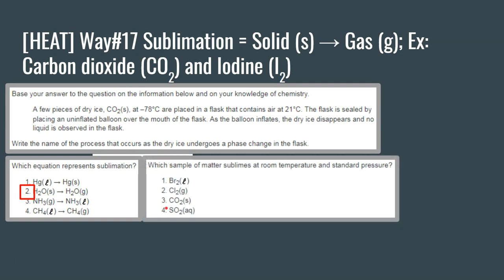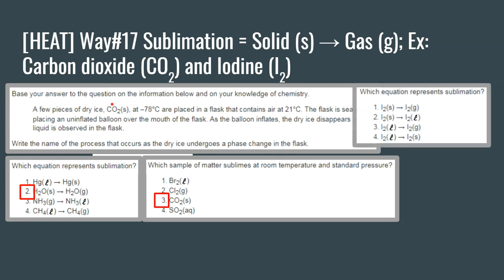Next question, which sample of matter sublimes at room temperature and standard pressure? So again, look at the idea and consider which answer is correct. Okay. If we're talking about sublimation, we have to start off as a solid. Therefore, the only answer choice that's correct is carbon dioxide solid, indicated by the S. And again, the most frequent examples are carbon dioxide and iodine.